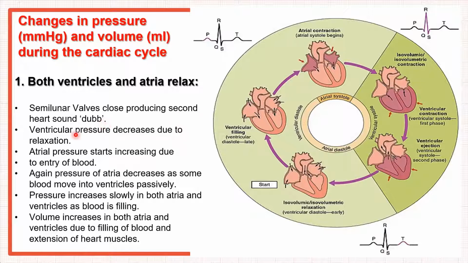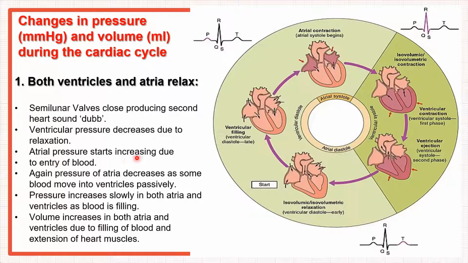What is happening because of that, ventricular pressure is decreasing due to relaxation. As the ventricles are relaxed at this time, you can see ventricles are being filled. So the muscles are relaxed and the pressure is decreasing here. Because the pressure is decreasing, you can look at the volume as well. You can compare this one with this one. So they are relaxed and the volume is increasing.